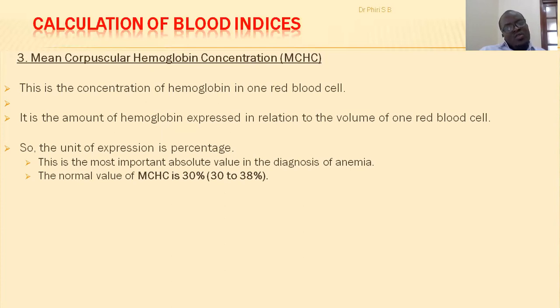So if you want to do a diagnosis of anemia, to know which type of anemia, the first parameter that you're going to look at when you use that automated machine is the MCHC, because it will give you more information about the type of anemia, whether it's increased or decreased. The normal range should be on average around 30%, but the normal range is between 30 to 38%.